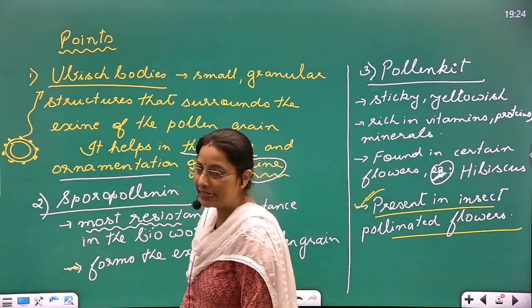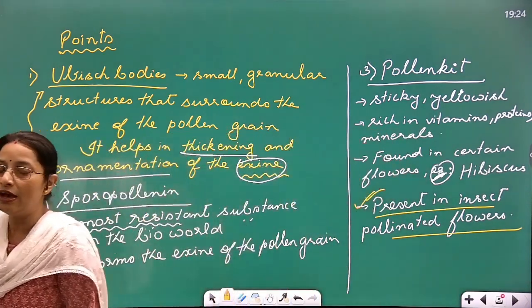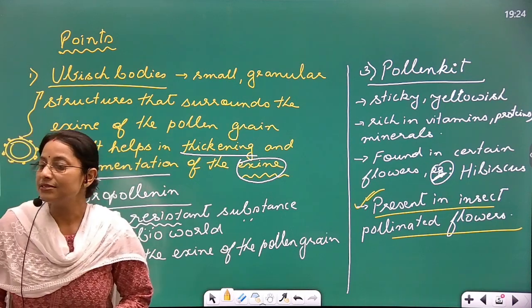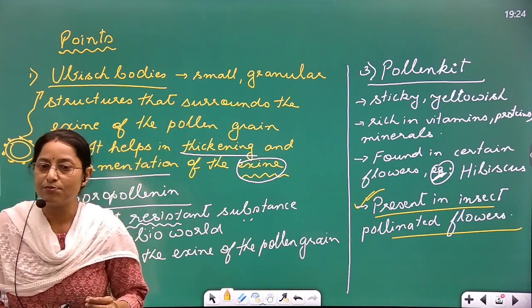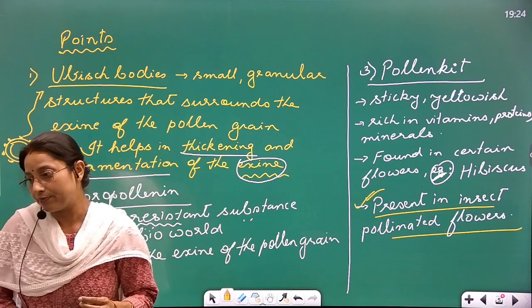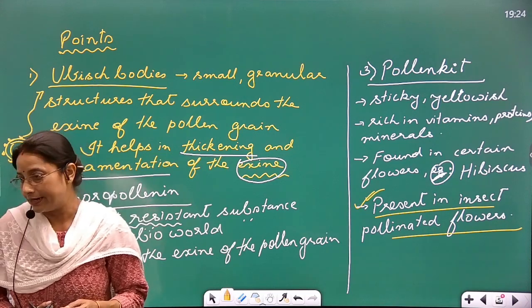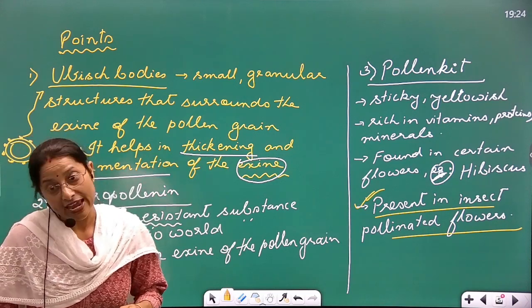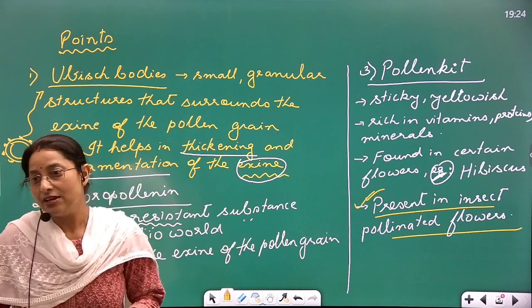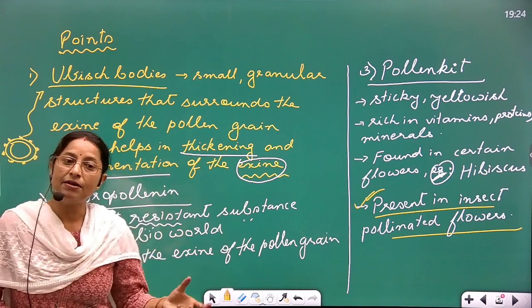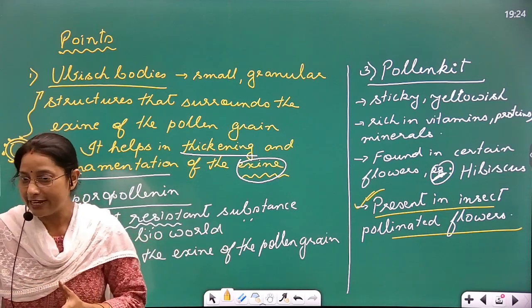Presence of pollen kit is a characteristic of... I think last class we discussed we see different types of pollination methods in different types of plants, no? Some plants, pollination takes place by means of water, some by means of air, some by means of insects. So we have biotic conditions and abiotic conditions that help in pollination, right?